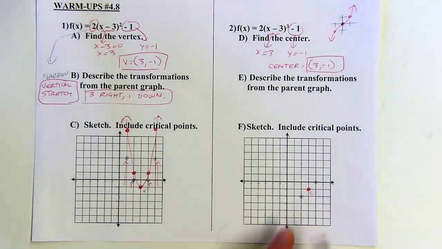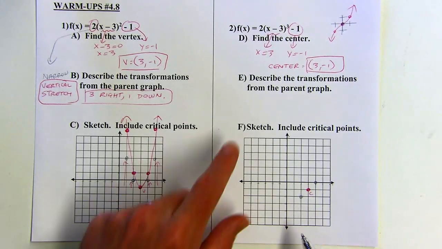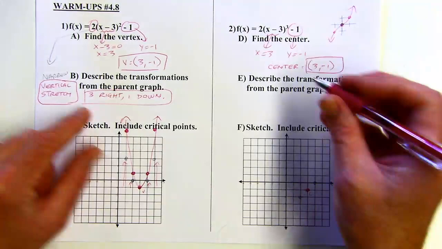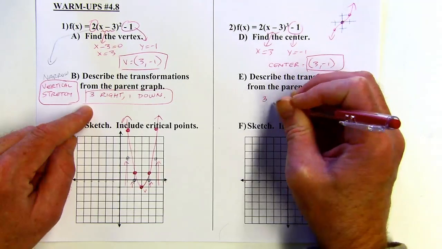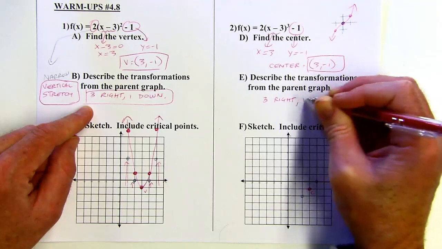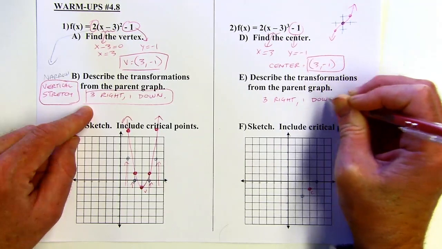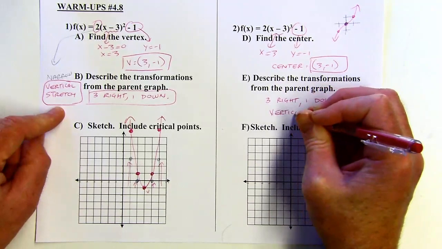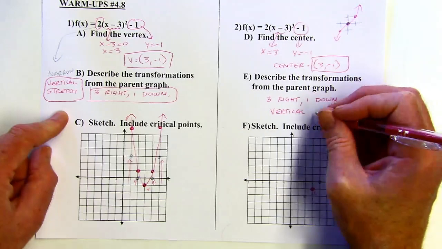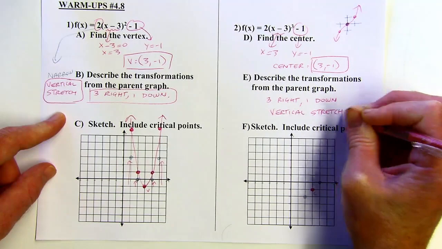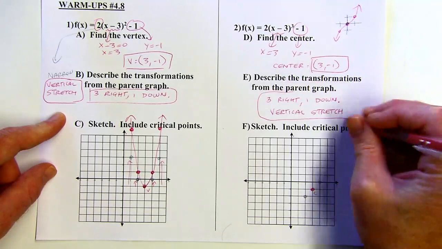And I'd have an S-curve, but I don't want to draw it in yet because I want to put in the transformations. So just like before, we're translating 3 right, 1 down, because that moved the center. And just like before, we're going to have a vertical stretch for the same reason as the parabola there. Okay, so there's my transformation.